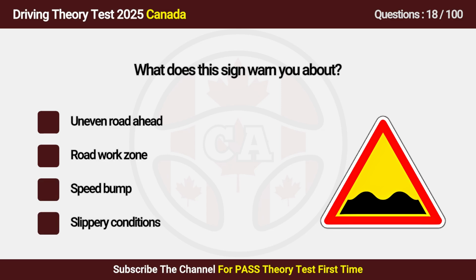Question 18. What does this sign warn you about? A. Uneven road ahead. B. Roadwork zone. C. Speed bump. D. Slippery conditions.